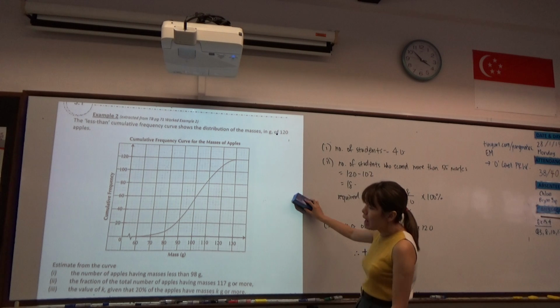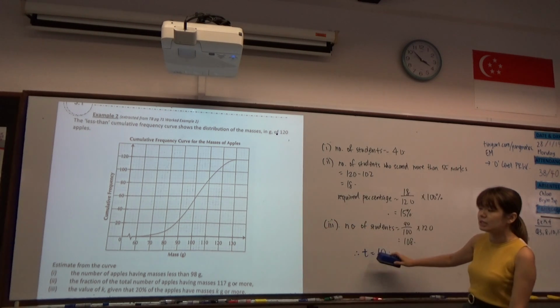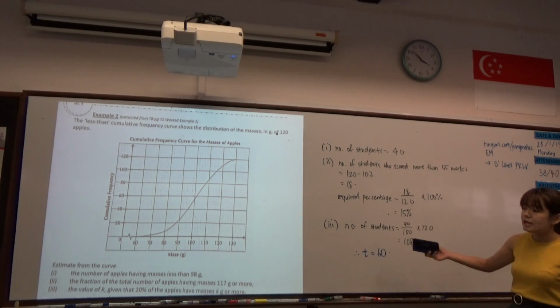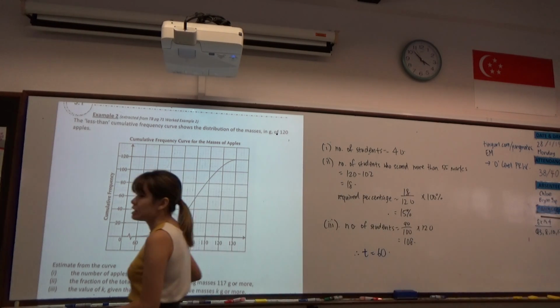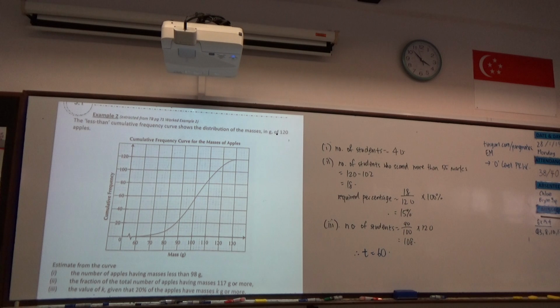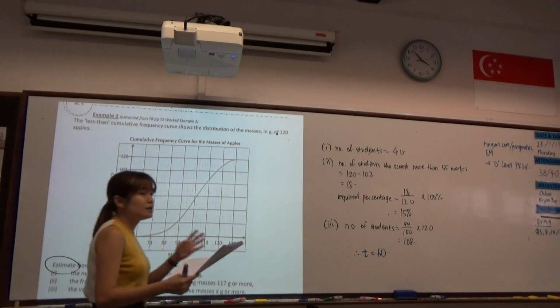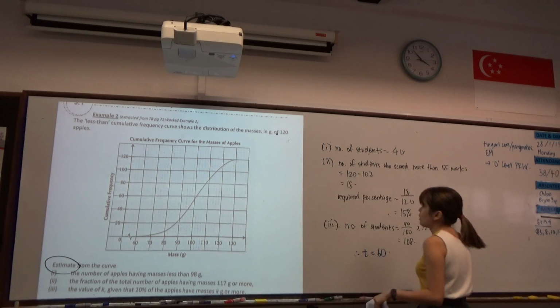Then in part 1, you want to estimate from the curve the number of apples having masses less than 98 grams. The reason why the instruction word estimate is used, even if you look at example 1, is that there is possibility whereby the curve might not give you an exact, clear reading. But usually we will try to give you a clear enough answer rather than have that kind of range of possibilities.